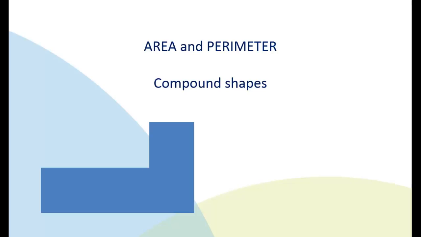Hello. What we're going to look at now is area and perimeter of compound shapes like that. So we've got a funny L shape on its back and we haven't got a formula to work out the area of that. Let's have a look how we do it. Let's put some measurements in.